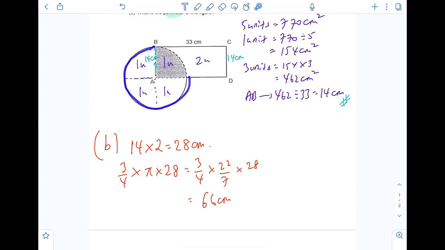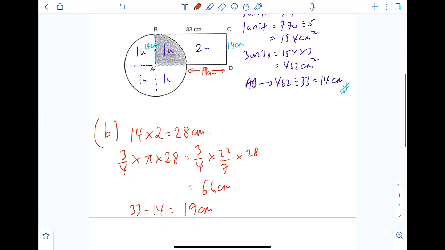Don't forget, perimeter means outline, so we need to add 33, 14, and also this length here. Now, what is this particular length? Question mark. That question mark will just be 33 take away this radius, which is 14. 33 minus 14 is 19 cm. So it's not really a question mark, it's actually something we know now as 19 centimeter.